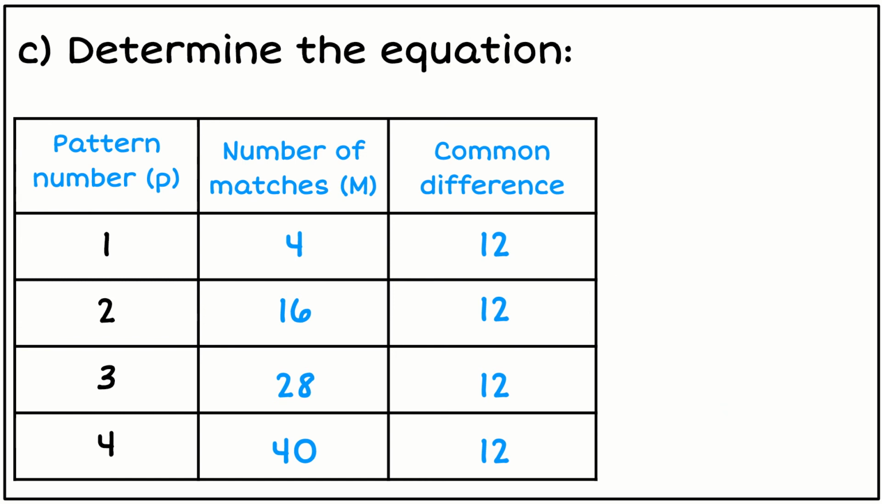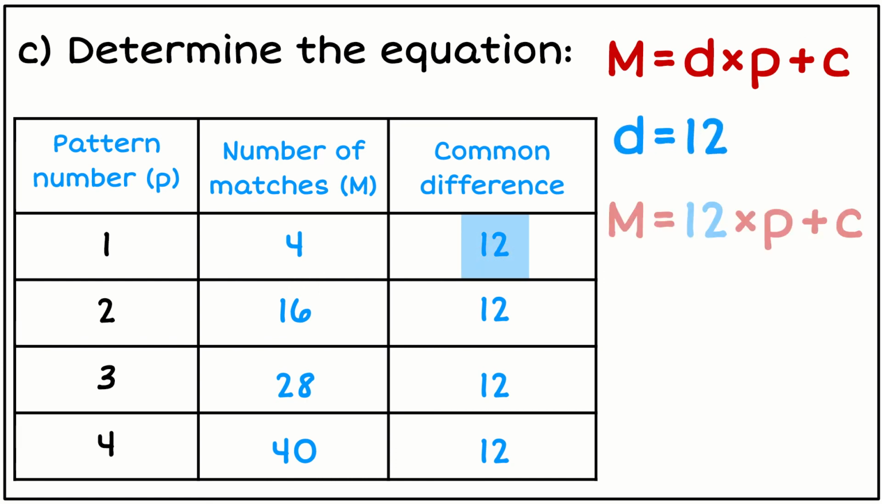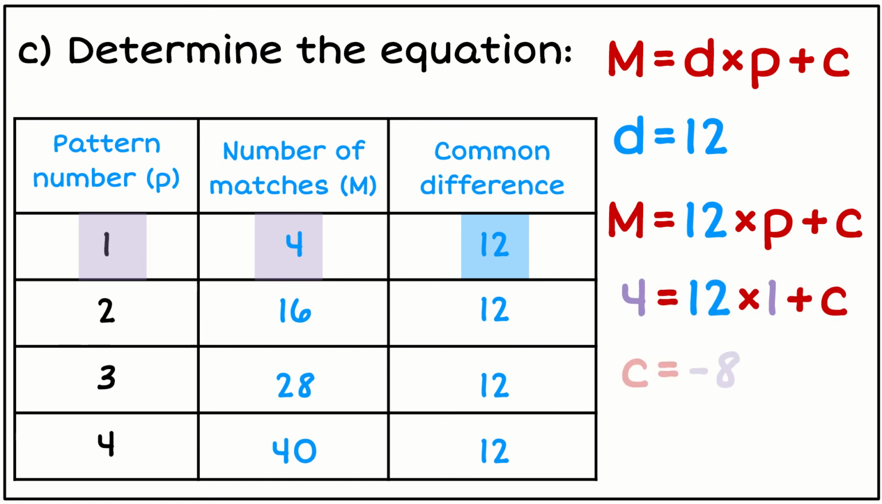Using that information, let's find our equation. There's our general equation, and we know we've got our common difference D of 12, so we can substitute that into the equation. Now we can use the first values: pattern number P is 1 and number of matches M is 4. Substitute them into the equation and then solve that to find C equals -8. So that's our constant value. Put the difference and the constant value together and that gives us our equation: M, the number of matches, is equal to 12 times the pattern number, take away 8.